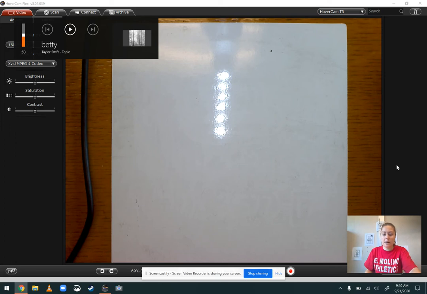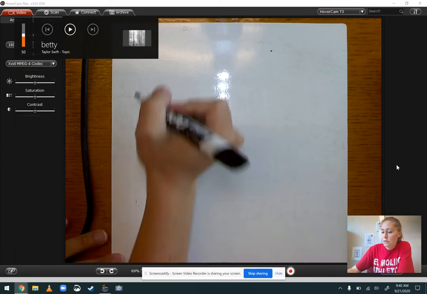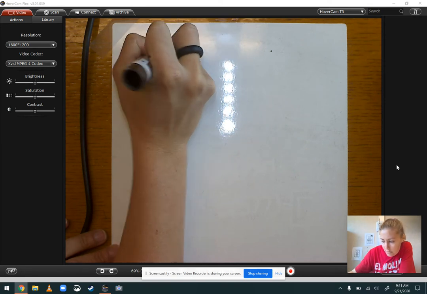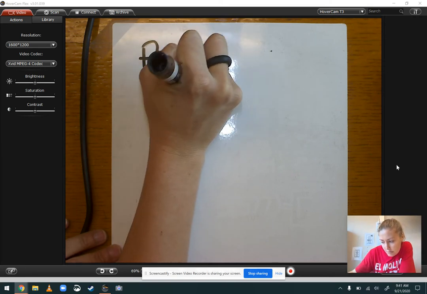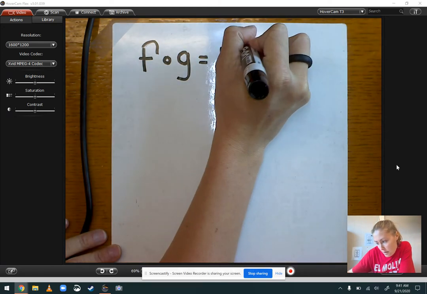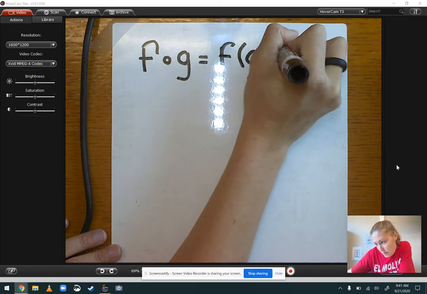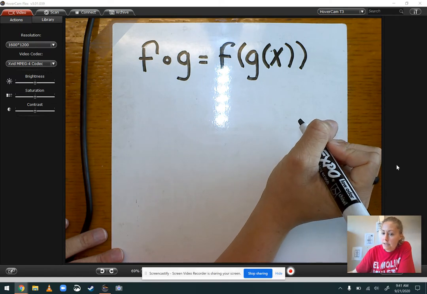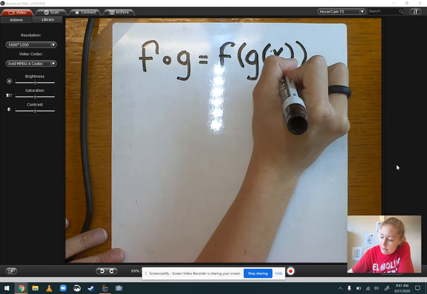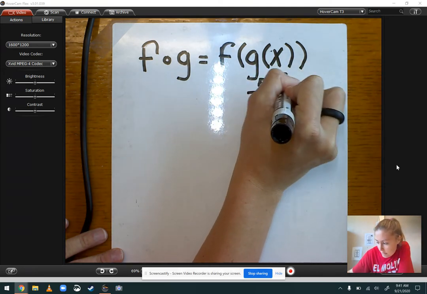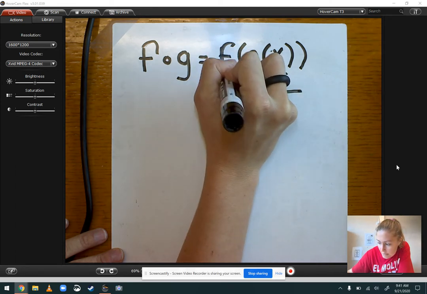Okay, so we're going to look at our composite function worksheet. First thing to put on top of your paper, kind of as a note, is if you have f, little circle g, that is the same as f of g of x. This means we're going to take x, plug it into g, and then take that value and plug it into the x of f.